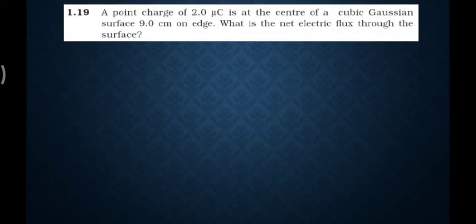1.19. A point charge of 2 microcoulomb is at the center of a cubic Gaussian surface, 9 centimeters on the edge. What is the net electric flux through the surface? Okay, so we have one cubic Gaussian surface, a cube whose sides are 9 centimeters. At the center we have 2 microcoulomb, and we again have to find the net electric flux.